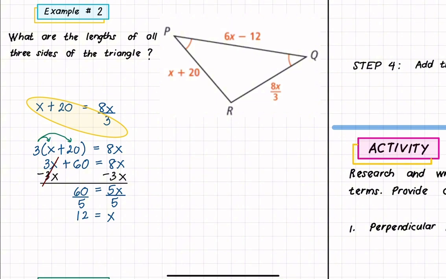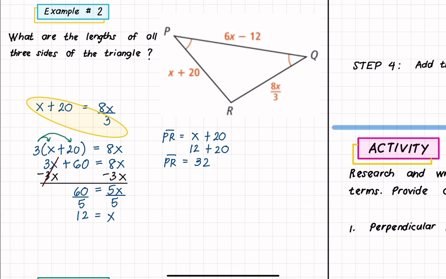But that is not the final answer yet, because the question is, what are the lengths of all the three sides of the triangle? So what we're going to do next is we're going to substitute 12 to all the values of x. Okay, let's start with side PR. So side PR is x plus 20. Substitute the value of x, which is 12. It will become 12 plus 20. Therefore, side PR is 32.